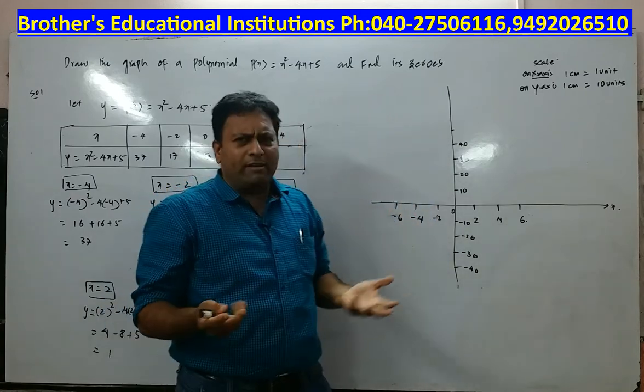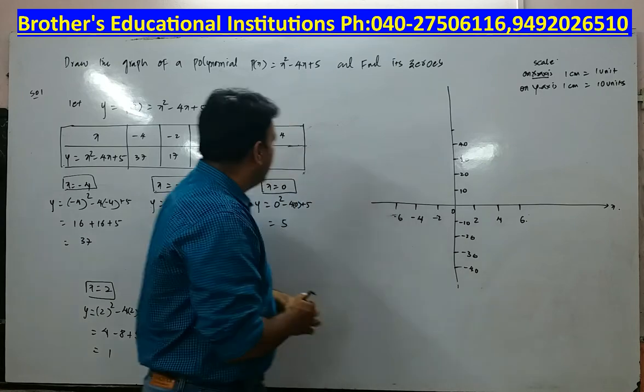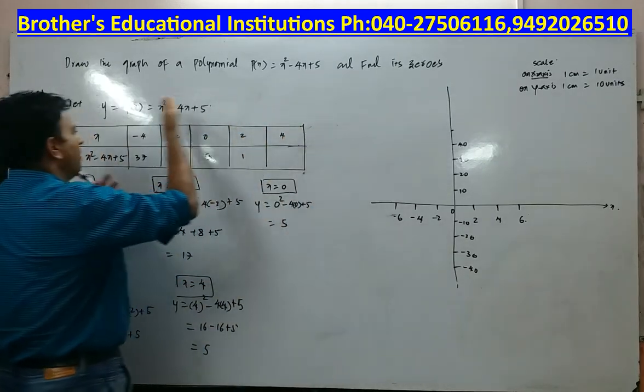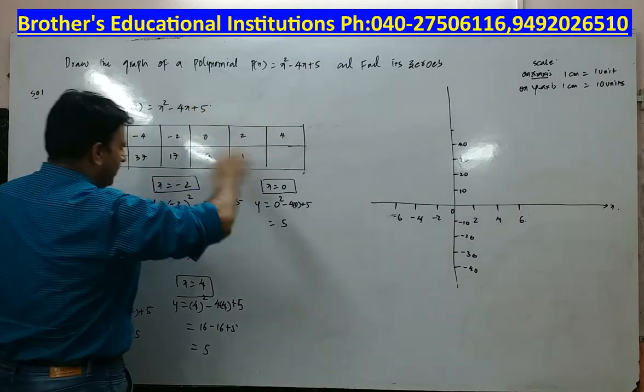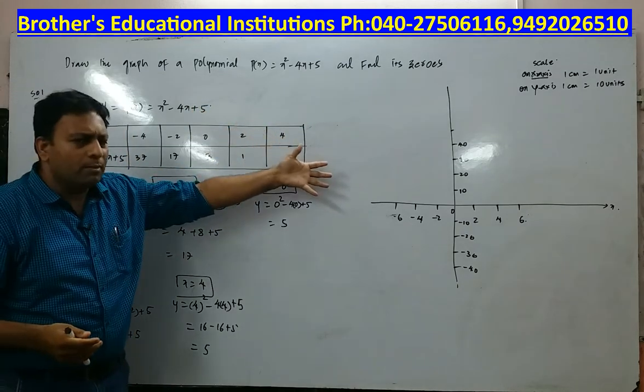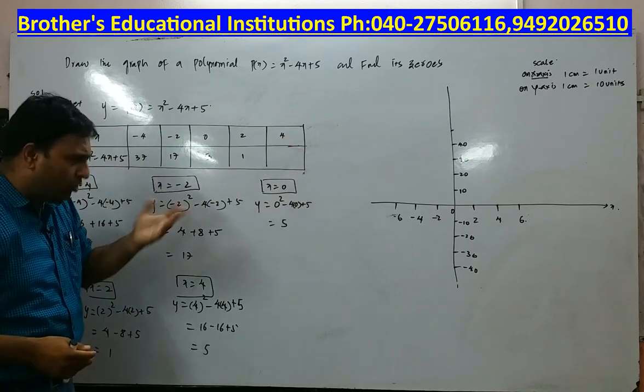So I will take 5 random values of my own, and here I have selected minus 4, minus 2, 0, 2, 4. You can take minus 3, minus 1, 2, 0, whatever it is. But generally I take a few negative values and a few positive values. So as you wish you can take the values.